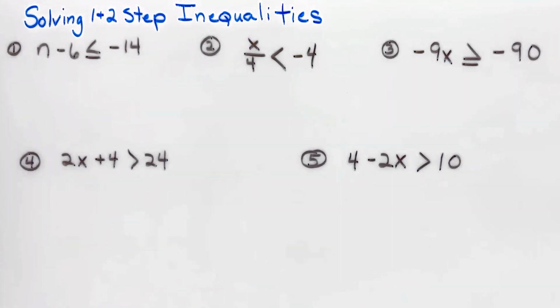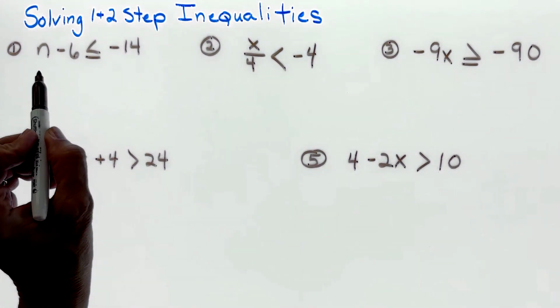Today's lesson is solving 1 and 2 step inequalities. We will be following the same rules for solving equations, except if we multiply or divide by a negative number for our very last step, we are going to flip the sign. So let's start with number 1.